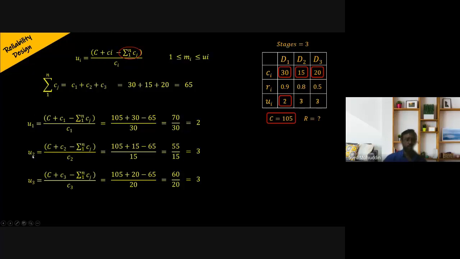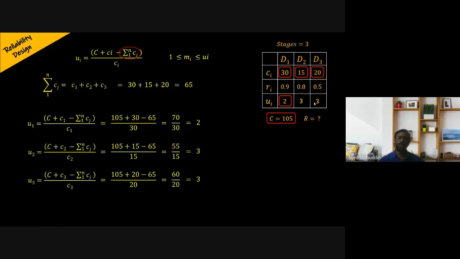Same way for U2, we use the same formula and compute. Here C2 is 15, the cost of D2. So we get 50 by 15, which is 3 point something. Its floor value is obviously 3, so we will be using 3 D2 devices. And then U3 is computed. It's going to be 60 by 20, which is 3 itself. So 3 D3 devices we will be using at that stage.